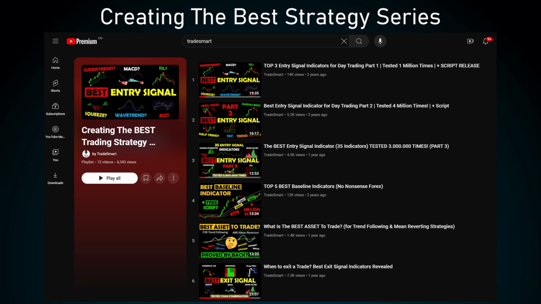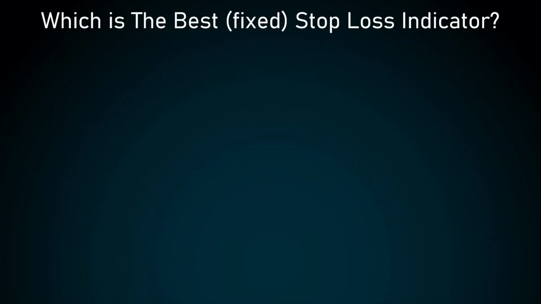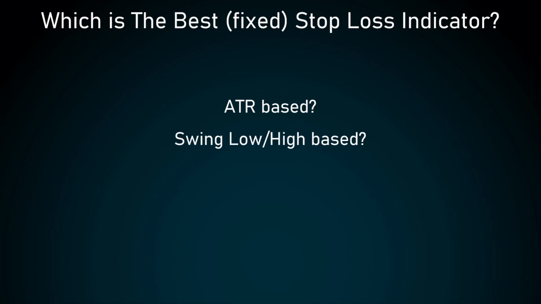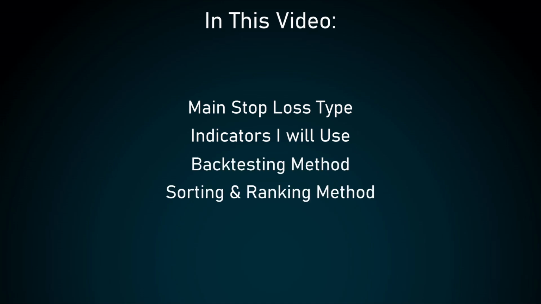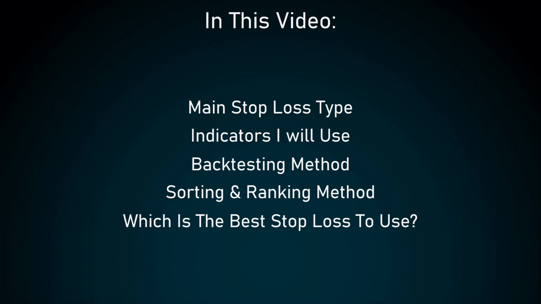In this part we will dive into the question, which is the best fixed stop loss indicator? ATR based, swing low, swing high based, or maybe percentage based? I will go over the main stop loss types, the indicators I will use, the backtesting method, the sorting and ranking system, and finally I will reveal which is the best stop loss method to use.